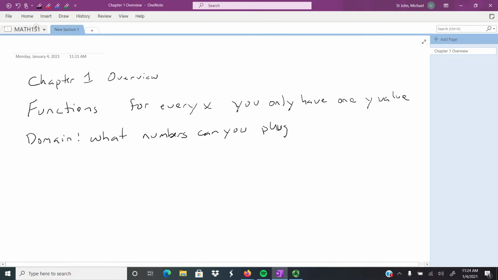What numbers can you plug in? And then the range, which were what numbers come out.